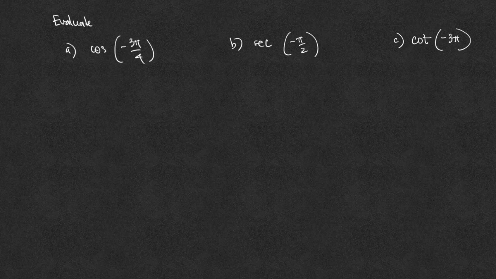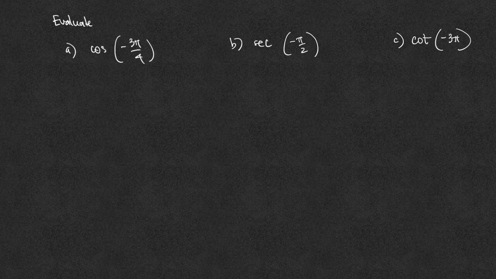Evaluate cosine of negative 3 pi over 4, secant of negative pi over 2, and cotangent of negative 3 pi. All of these inputs are negative, and so we use the even and odd properties of these functions.